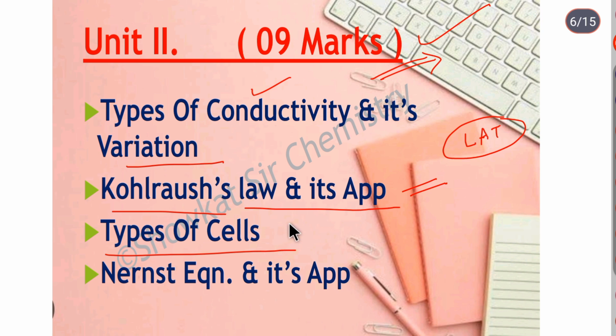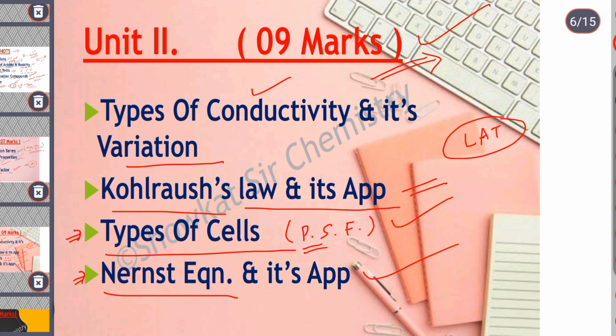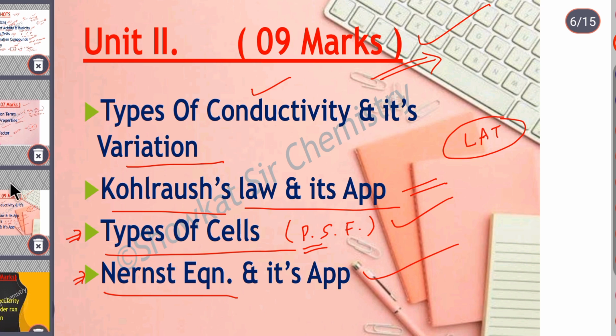Next is types of cells. They are very important. We have the primary cell, the secondary cell, and the fuel cell. Any type of cell may be asked, so you have to study them in detail. Among electrochemical cells, we have the Daniel cell, the dry cell, the mercury cell, and the lead storage battery. They are all important. One may be asked from these, and it will also be a long answer type question. The possibility is one of these cells, another is Kohlrausch's law, and another is the Nernst equation. It's very important, and its application, isn't it, to calculate the electrode potential. So this is your second unit from which a long answer type question will be asked.